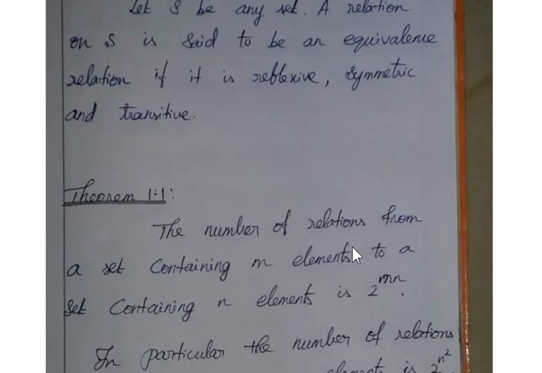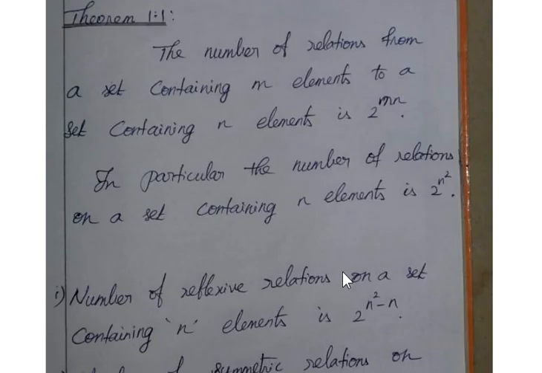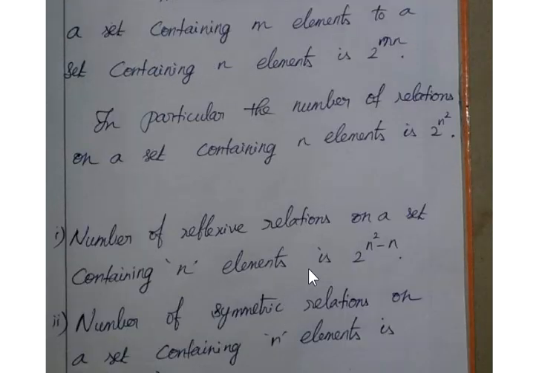So the number of relations: you already know how to calculate the number of subsets. The formula is 2 power m. The same way, to calculate the number of relations, if one set contains m elements and another set contains n elements, the number of relations is 2 power mn. If both sets have the same number of elements, you can say 2 power n square. The number of reflexive relations on a set is 2 power n square minus n. Here n represents the number of elements in the set.